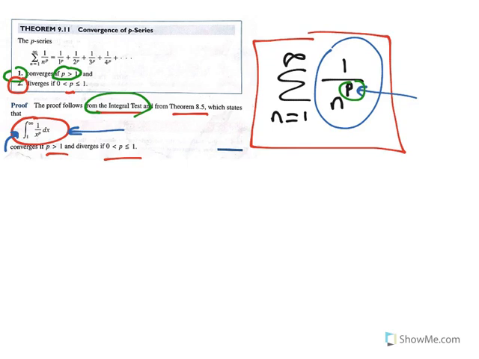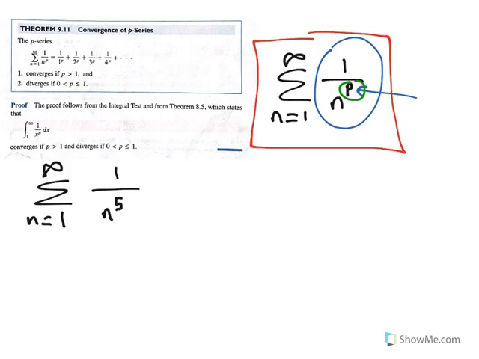So the proof of Theorem 9.11 relies on Theorem 8.5 because that's about the convergence or divergence of this improper integral, and it also relies upon the integral test. So we won't look at the proof, but we talked about how it would be done. And now we're going to go ahead and just take a look at a couple of examples about convergence of P series.